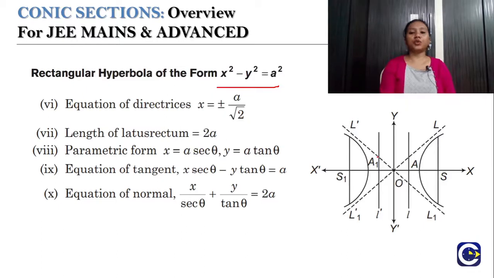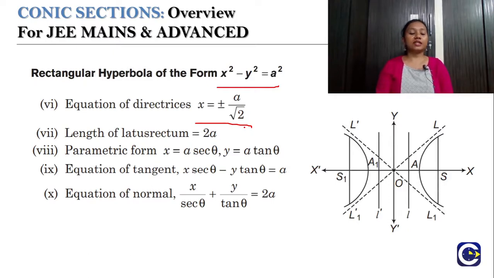So here you can see L dash and L are my directrices. The equations of these directrices, in relation to my eccentricity, are given by x equal to plus or minus a by e in general. Here my e is equal to root 2, so the equation of directrix is x equal to plus or minus a by root 2.